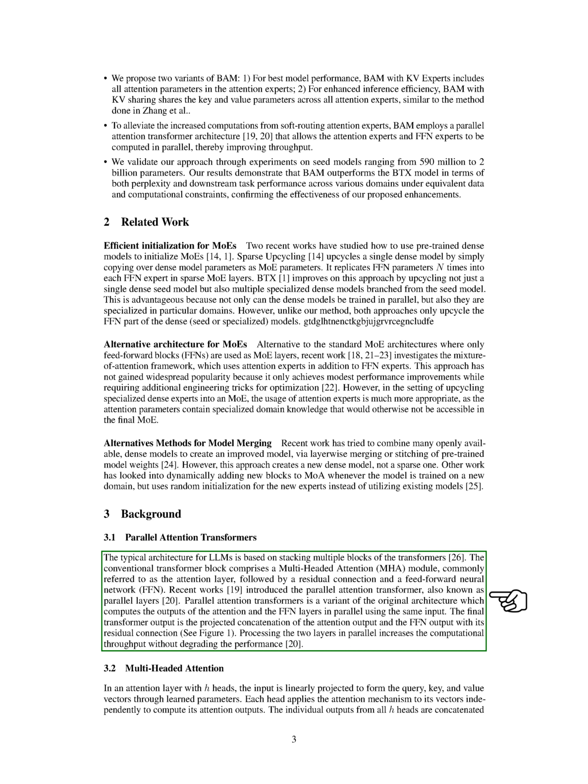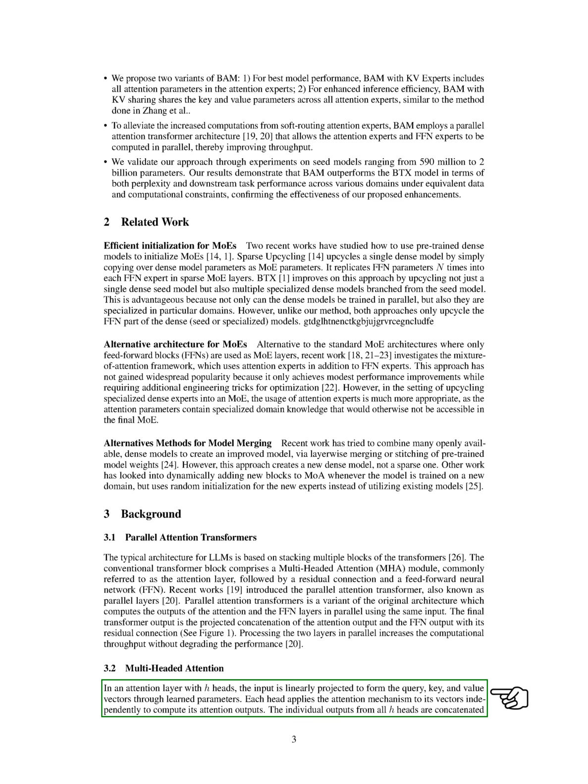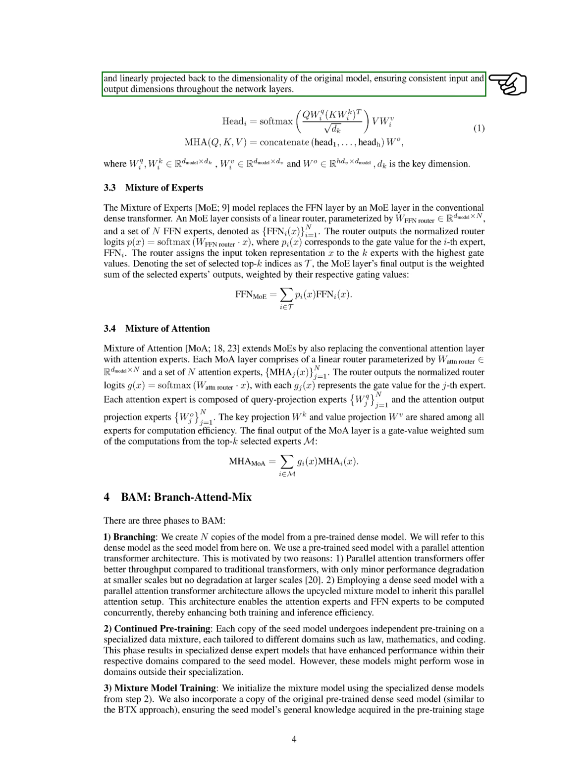We then delve into multi-headed attention. In an attention layer with multiple heads, the input is transformed into query, key, and value vectors using learned parameters. Each head processes its vectors independently to generate attention outputs. We concatenate the outputs from all heads and project them back to match the original model's dimensions, ensuring consistency across the network.